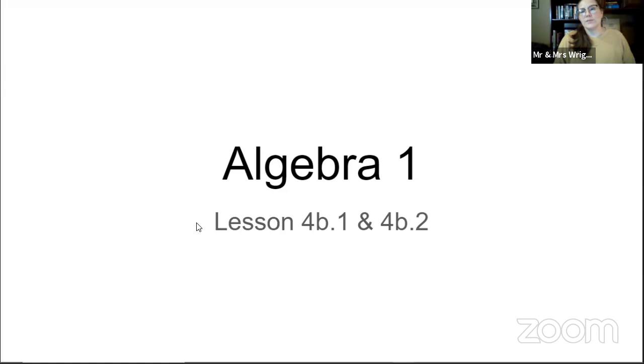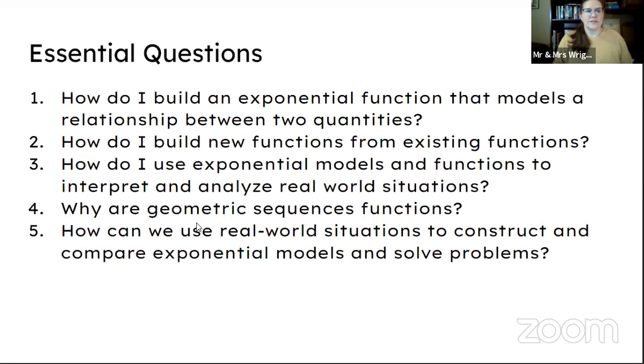However, we do have some important questions that we're going to go over because we need to make sure that we know what we're going to be talking about in this chapter. How do I build an exponential function that models a relationship between two quantities? In other words, I got two pieces of information and I want to know how they relate together. One of them increases exponentially. How do I write that equation? How do I write that math sentence?